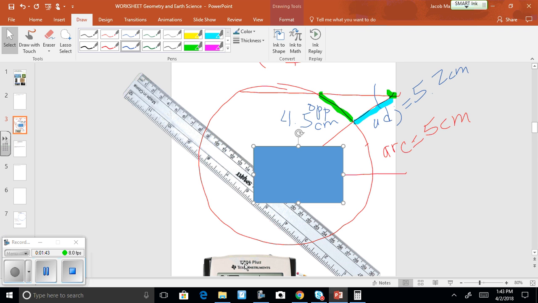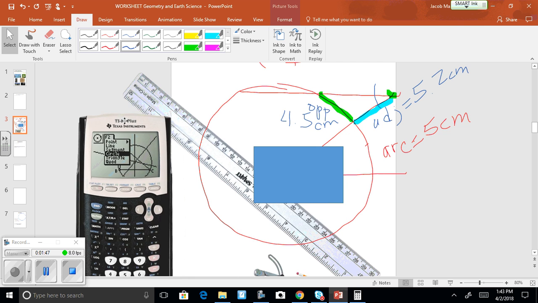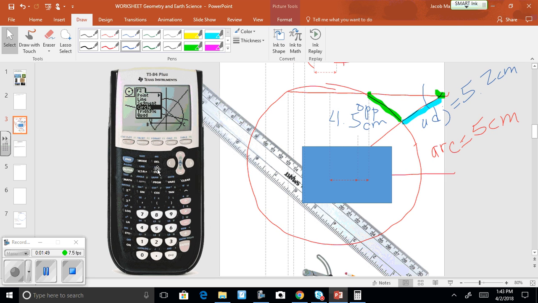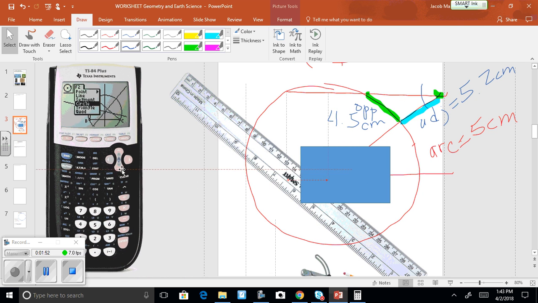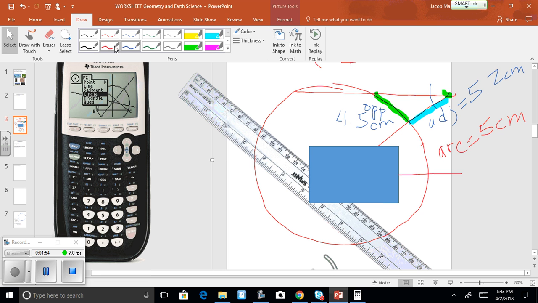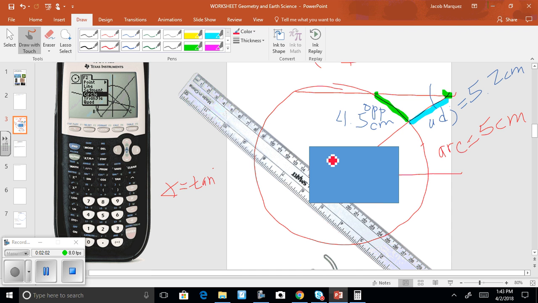But once you've got these opposite and adjacent values, you're going to get your calculator, and we're going to plug them into this formula right here. So the value of our angle is going to be the inverse of tangent times the opposite over adjacent. So the angle equals the inverse tangent of opposite over adjacent.